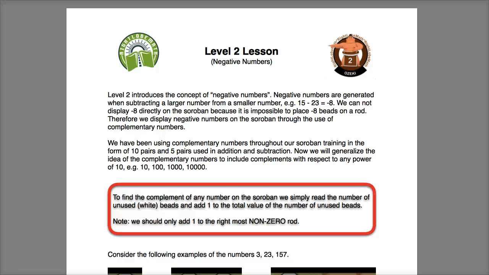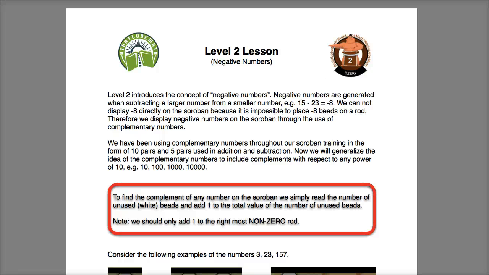Hi, and welcome to the Level 2 Addition and Subtraction video. Here we're going to introduce the concept of negative numbers. Negative numbers are generated when subtracting a larger number from a smaller one, such as 15 minus 23.